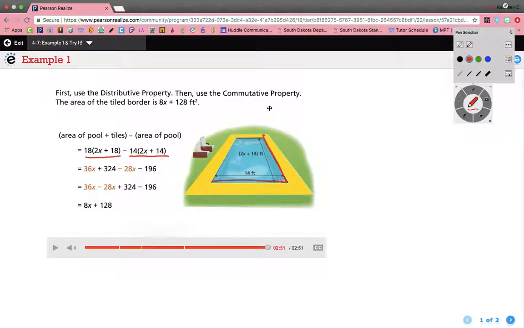So what he did first was he distributed, he went kind of fast. 18 times 2x is 36x. 18 times 18 is 324. Okay, then we have this negative 14 times 2x is negative 28x, and negative 14 times positive 14 is negative 196. They combined like terms, so here's our squares, here's our circles, and then we found our final answer. So they distributed, combined like terms, and then got to our final answer. So let's look at what is next.